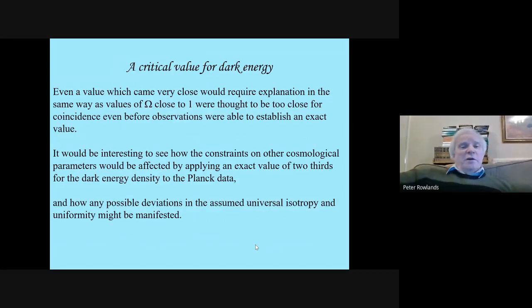Now, even if you got very close, you require explanation in the same way as values of omega close to 1. As soon as it became anywhere near 1, people thought it's too close for coincidence, even before they could establish the exact value. And so it's worth looking at that concept. It's interesting to see how the constraints and other cosmological parameters are affected by applying this exact value for the dark energy density to the Planck data. If one went back to the Planck data and imposed this value, what would that constrain other cosmological parameters to?